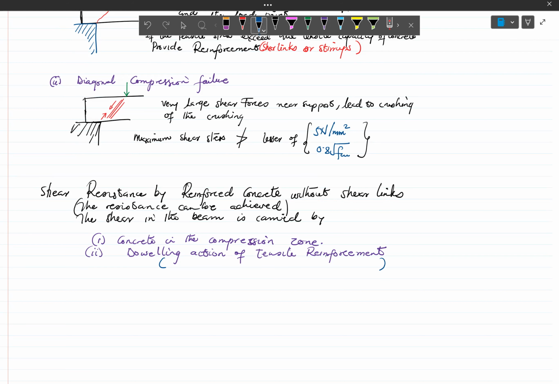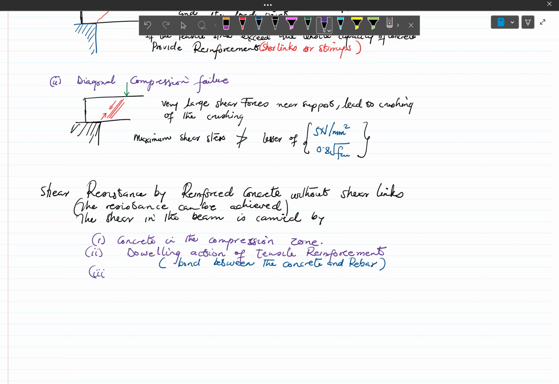primarily through the bond between the concrete and then the rebar. Okay. And a good bond is critical when it comes to reinforced concrete. Right.